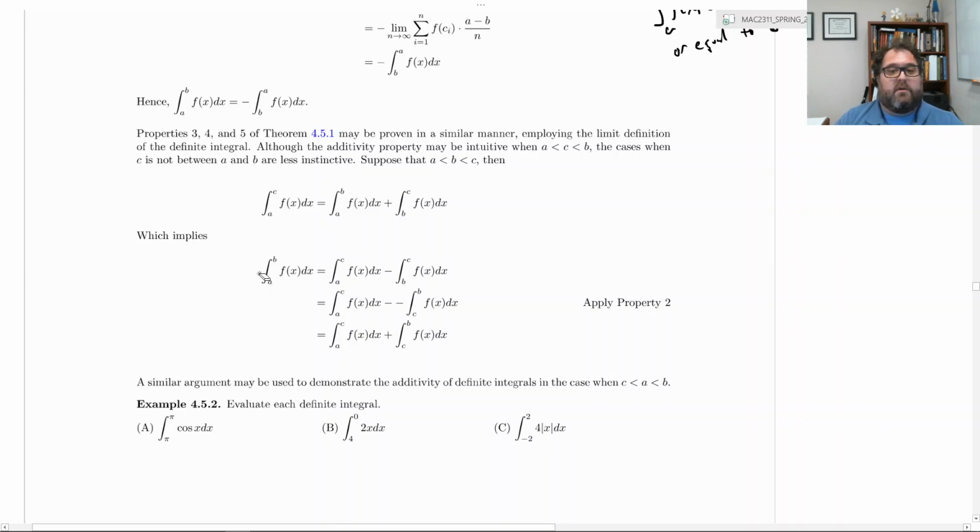Exactly what we were looking for in our property, that the integral from a to b is equal to the integral from a to c plus the integral from b to c. Okay, cool. All right, let's use these properties in a few different contexts.